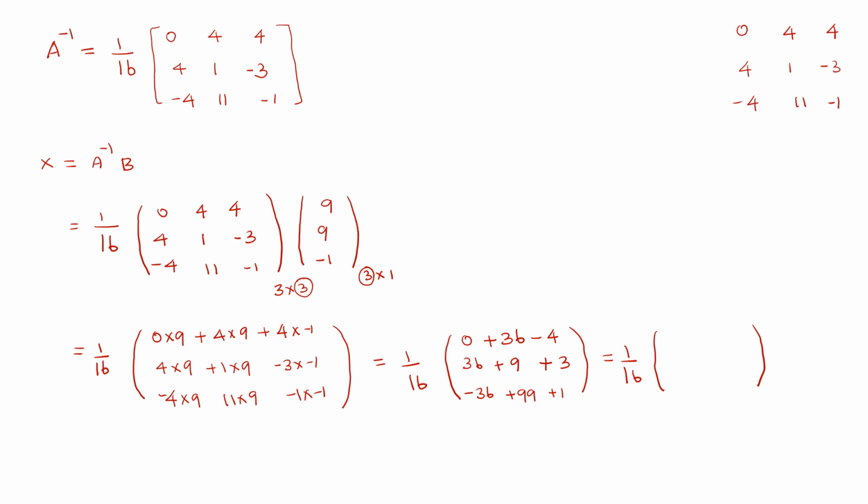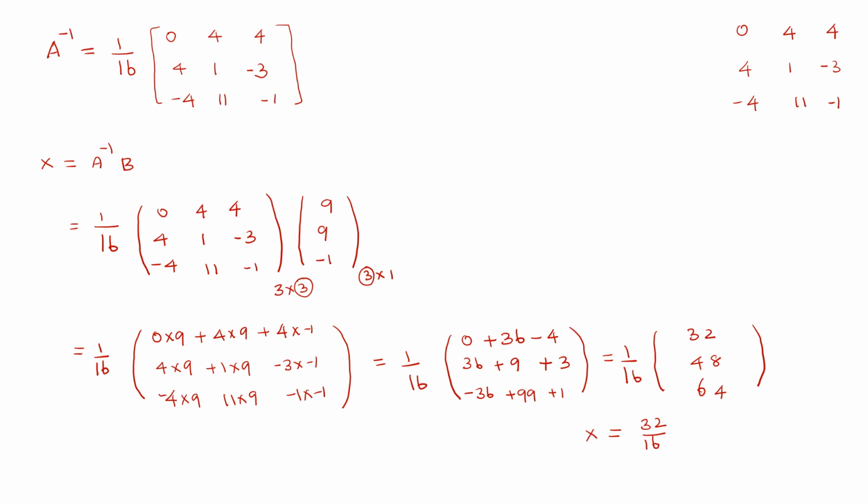So now we find the value. So 36 minus 4, so you can get 32. And 36 plus 9 plus 3 equal to 48. And third one, minus 36 plus 99 plus 1 equal to 64. So now each one can divide with 16. So therefore you can get 36 divided by 16.